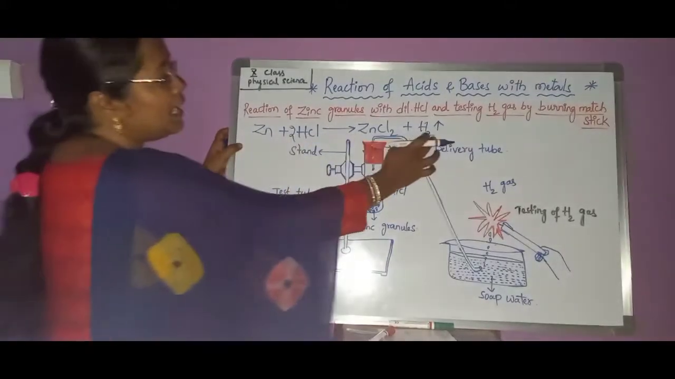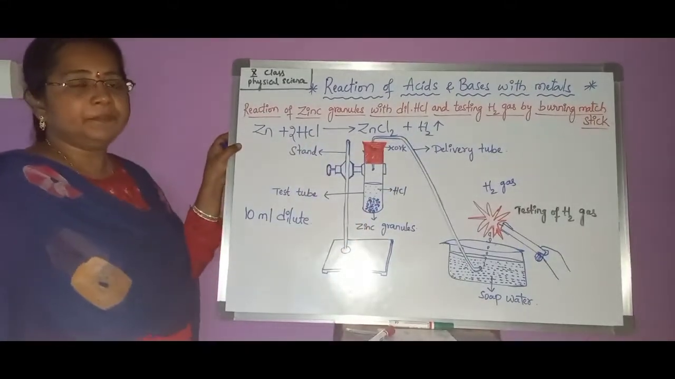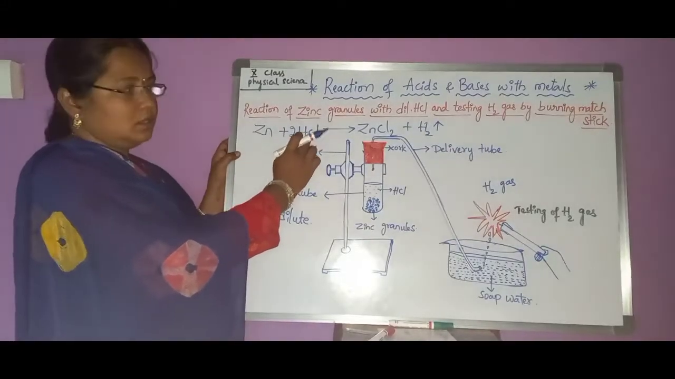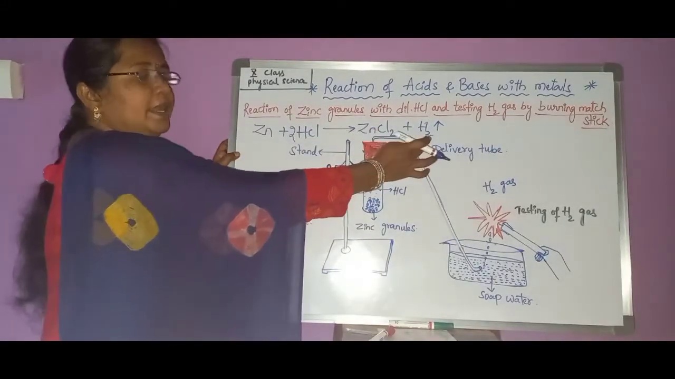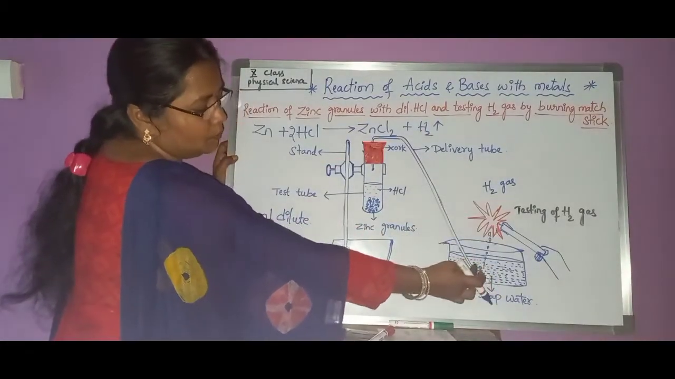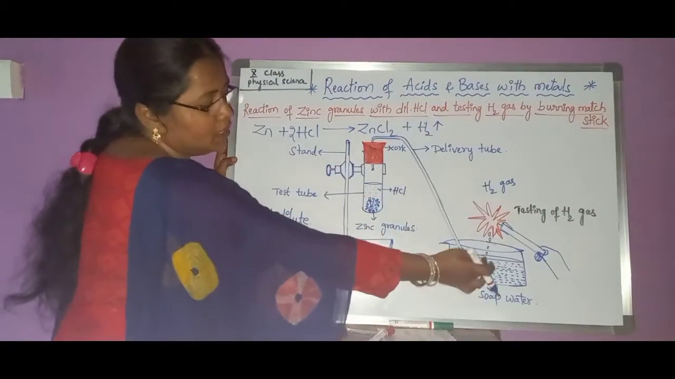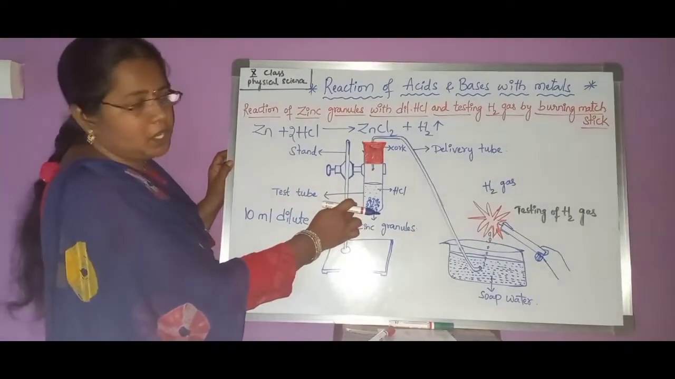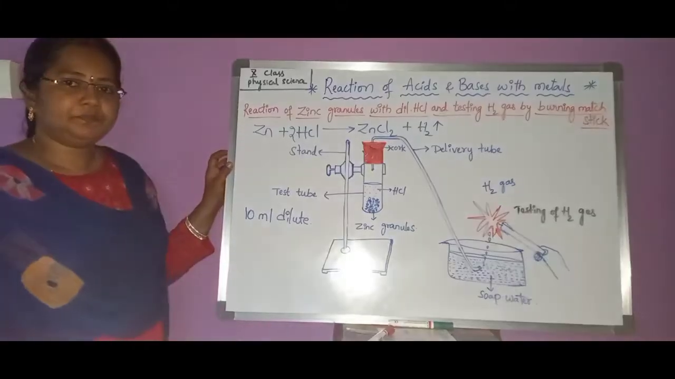Now this equation is the balanced chemical equation which represents the reaction of zinc metal with hydrochloric acid. So what are the two products here? Zinc chloride and hydrogen gas. Hydrogen gas will be seen at the other end of the delivery tube in the form of air bubbles, and zinc chloride will be formed inside the test tube. So these two are the products.